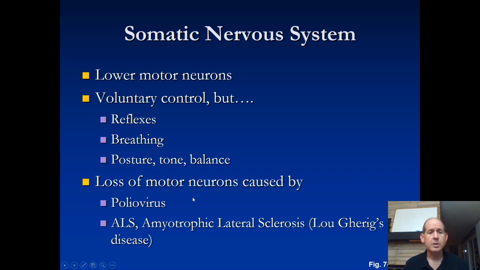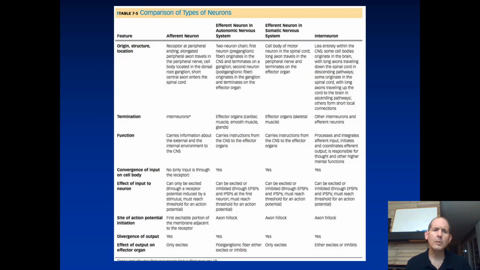A couple of conditions are associated with loss of motor neurons: loss of motor neurons caused by poliovirus, famously in our President Franklin Delano Roosevelt, who was not able to walk after middle age, and amyotrophic lateral sclerosis, which is also called Lou Gehrig's disease. In this case, it's caused by inappropriate or ineffective autophagy, and the inability to get rid of waste products results in an accumulation in these cells, and then these cells become irreversibly damaged and die off.